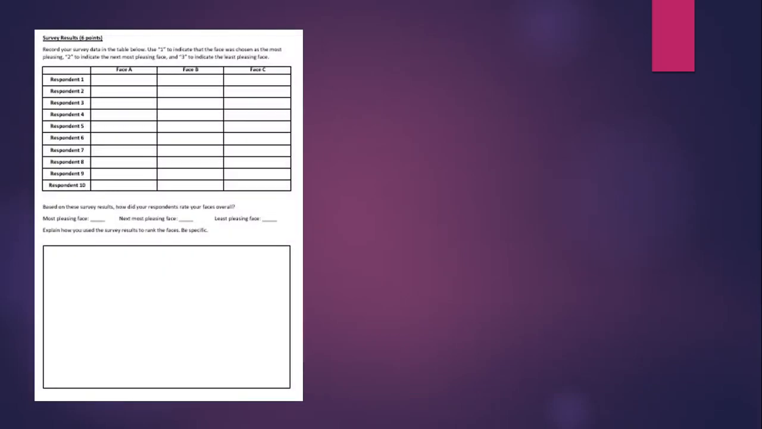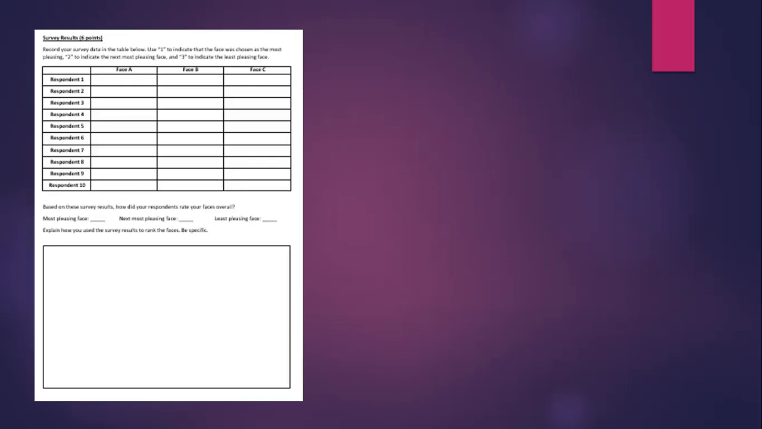The third page is asking you what the results of your survey were. So for each of the 10 respondents, you're going to indicate whether they considered face A, face B, or face C to be the most pleasing. So you're going to basically rank the faces. Whichever face they said was the most pleasing, you're going to mark with a 1, and whatever they said was the least pleasing, you'll mark with a 3. And you'll do that for each of your 10 respondents. But remember, at this point, you've already done your survey, so you're just copying your data into this table.